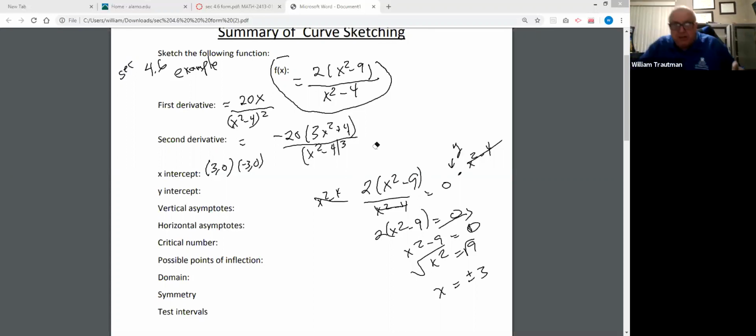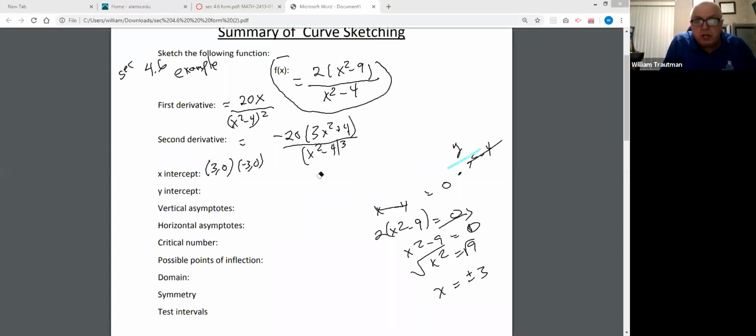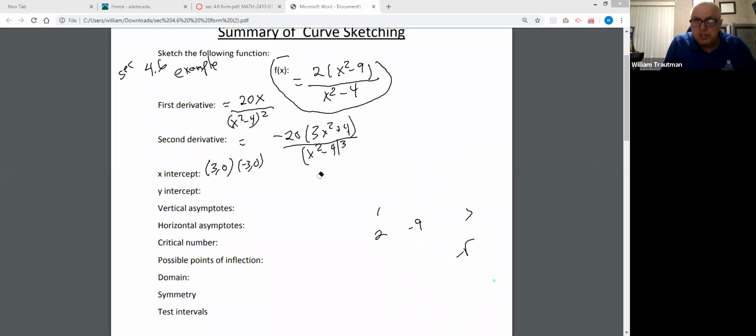All right, so we have the x-intercepts. Let me erase this part, because I need a lot of room. We have to find the y-intercepts. Here's the original problem again. Now we're going to look at the y-intercepts. Here's the original problem.